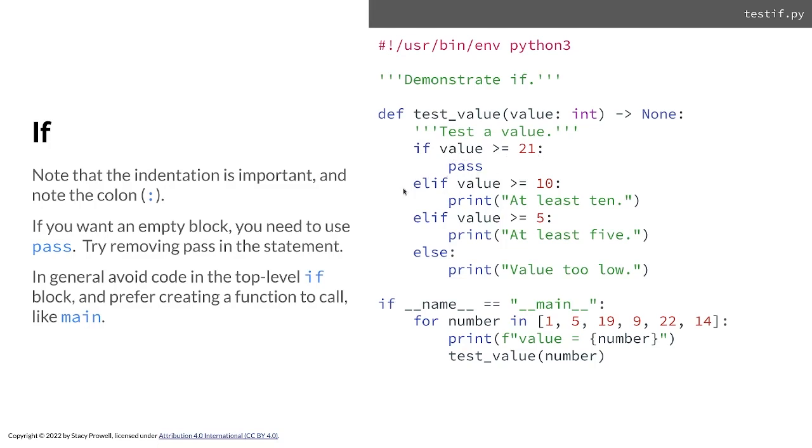Else if, and the way you write else if in Python is elif, the value is greater than or equal to 10, say it's at least 10. Otherwise, if it's greater than or equal to 5, it's at least 5. Otherwise, the value is too low. So if, elif, else. And of course, because we're using indentation for the blocks, there needs to be nothing at the end. We just don't indent.